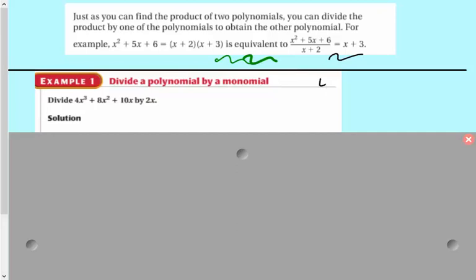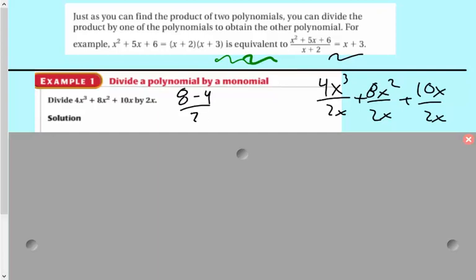So what we're going to do is we're going to take this 4x cubed divided by 2x plus 8x squared divided by 2x and then plus 10x divided by 2x. It's kind of like a fraction. If I had like 8 minus 4 divided by 2, I could do 8 over 2 minus 4 over 2. You're going to get the same answer. This would be 4 divided by 2, which is 2. This would be 4 minus 2, which is also 2. So that's the idea here.